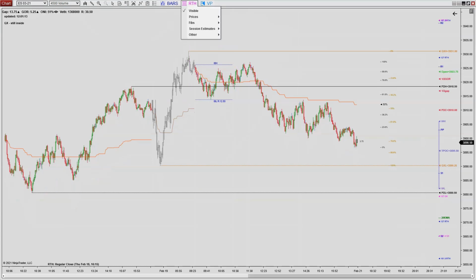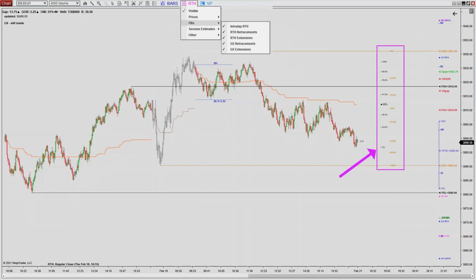Next, the Fib submenu lets you pick from 5 sets of Fibonacci retracements or extensions. These include 3 sets of Fib retracements and 2 sets of Fib extensions. The Fib retracements stop plotting once current price extends outside the range. Here, you cannot see the previous RTH session fibs because price went above the previous day's high.